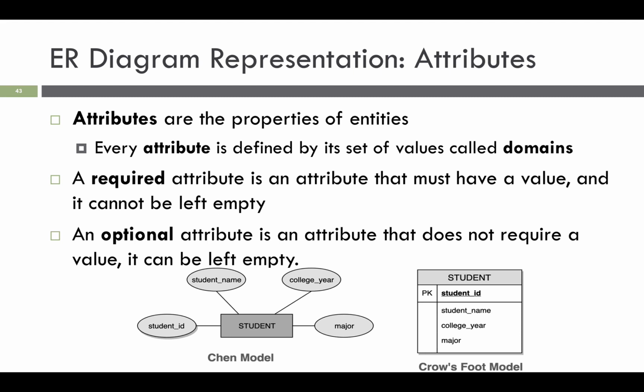A required attribute is an attribute that must have a value and cannot be left empty. The two bold-faced attributes in the crow's foot notation indicate that the data entry is required. An optional attribute is an attribute that does not require a value and can be left empty. In the Chen notation, attributes are represented as ovals, each containing the name of the attribute it represents. In the crow's foot notation, the attributes are written in the attribute box below the entity rectangle.